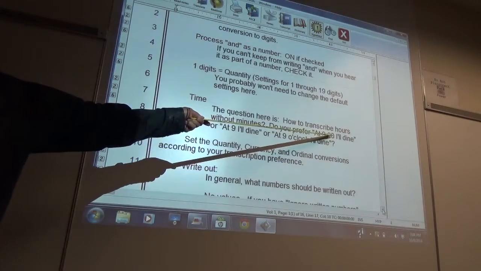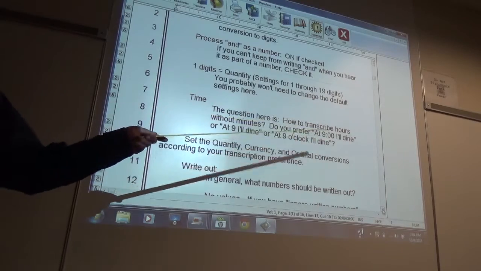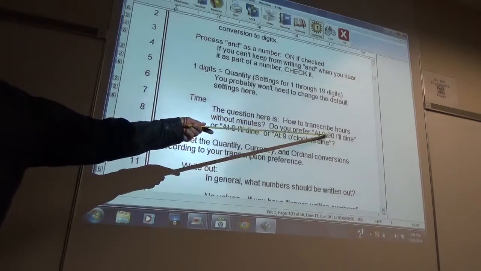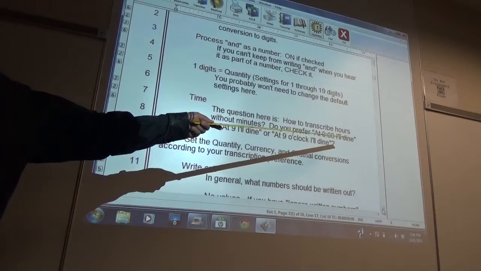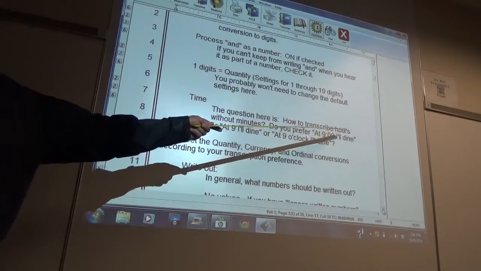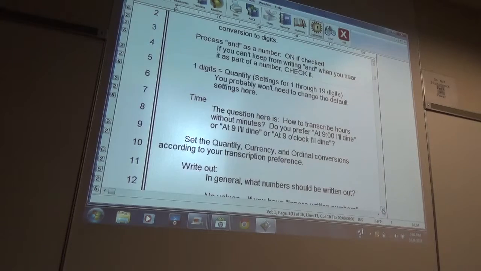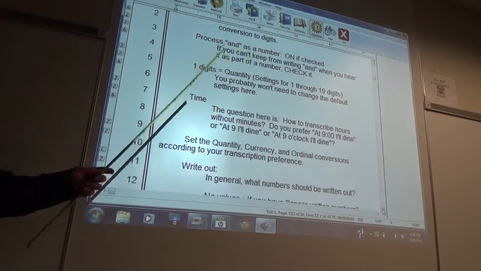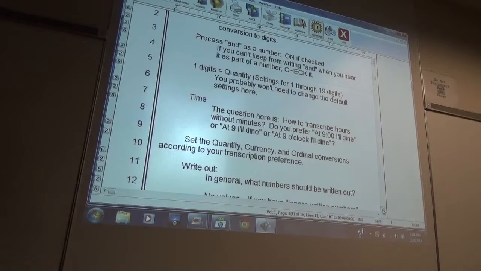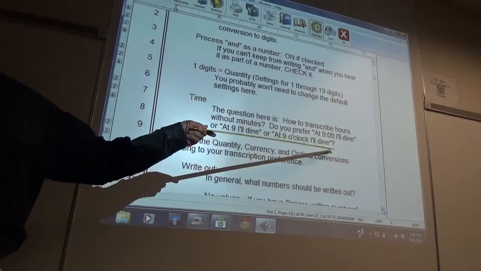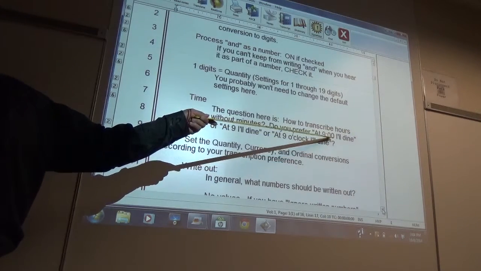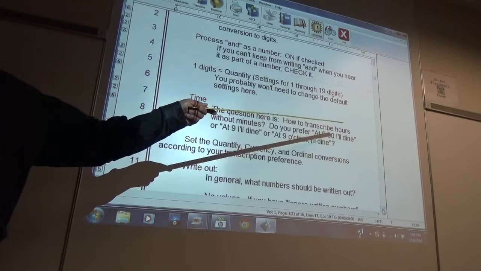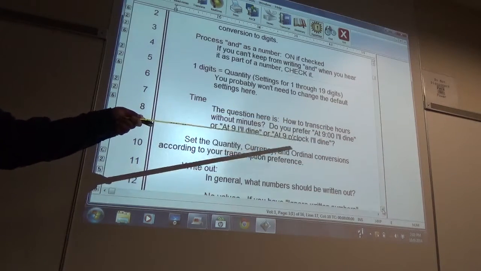Definitely not 9:00 o'clock, because the way I was taught, that already means 9 o'clock. But it looks better in time and is easier for the reader to understand that you're talking about time, and not "at 9 I'll dine." At 9 what? When 9 people arrive? It just makes it easier for the reader to understand what you mean in time. That makes sense? N-I-N-E right here, o'clock.